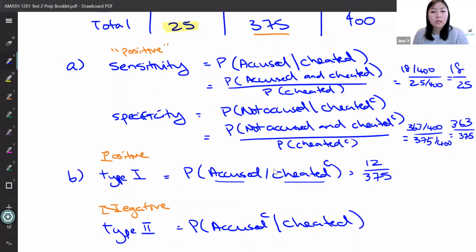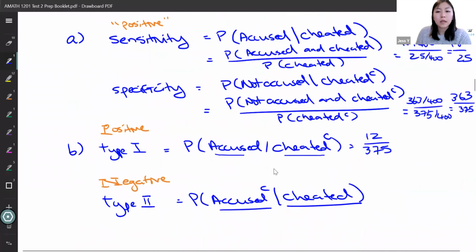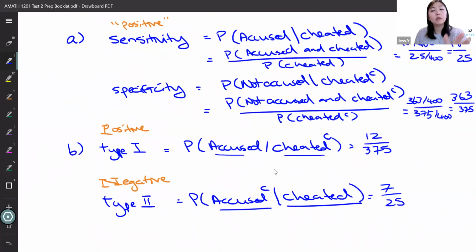Okay, and then for type 2 error, again, this time I'm looking for the probability that someone was not accused out of the people, so given that they did cheat. So I'm looking at just the cheaters here, so the 25 people, looking for the ones that were not accused, so that's 7 out of 25. Again, if you use the full conditional probability formula simplified, you would get up to here.